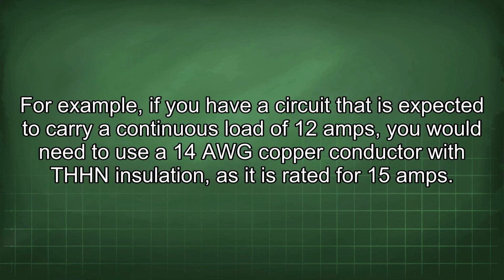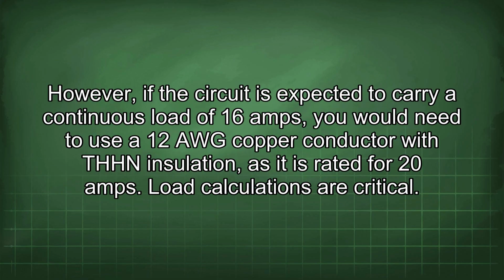For example, if you have a circuit that is expected to carry a continuous load of 12 amps, you would need to use a 14 AWG copper conductor with THHN insulation, as it is rated for 15 amps. However, if the circuit is expected to carry a continuous load of 16 amps, you would need to use a 12 AWG copper conductor with THHN insulation, as it is rated for 20 amps.